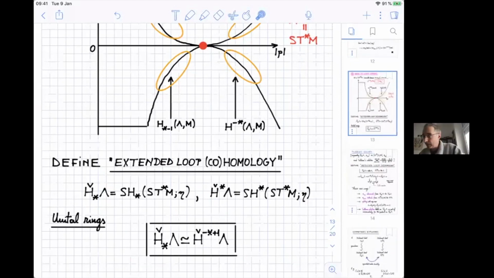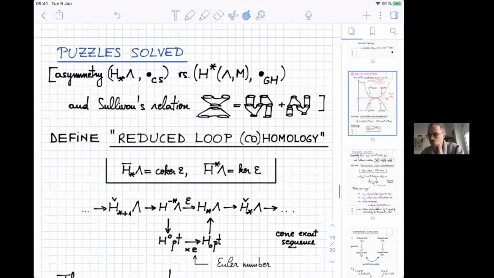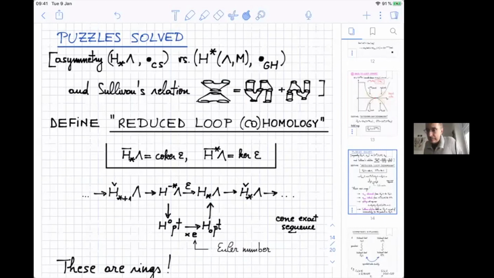So how do the puzzles get solved? I recall that the puzzles, at least the ones that I presented, had to do with the fact that we had an asymmetry between the fact that the Chas-Sullivan product was defined on the full homology, whereas the Goresky-Hingston product was defined only on relative cohomology. And there was this Sullivan relation, which is not TQFT type.